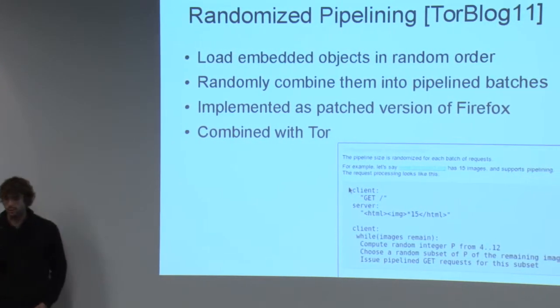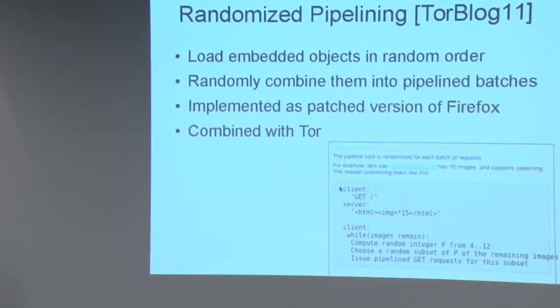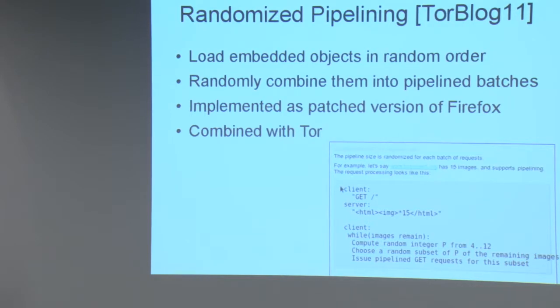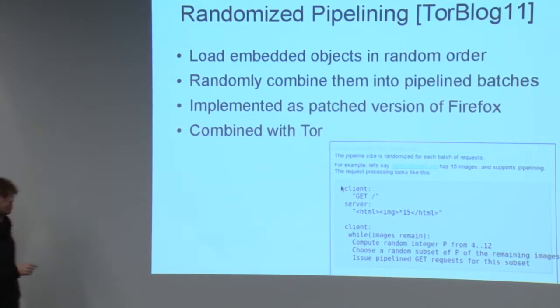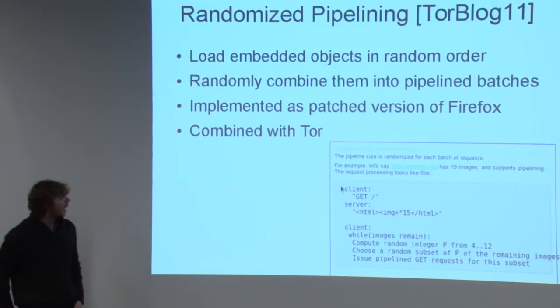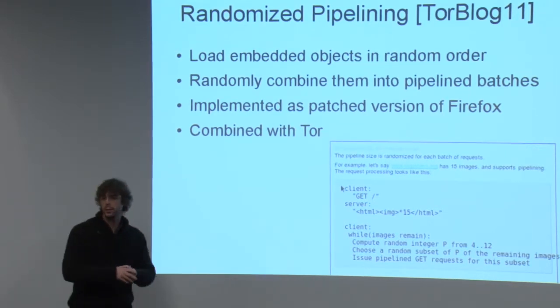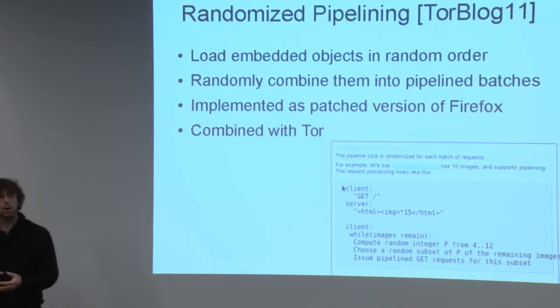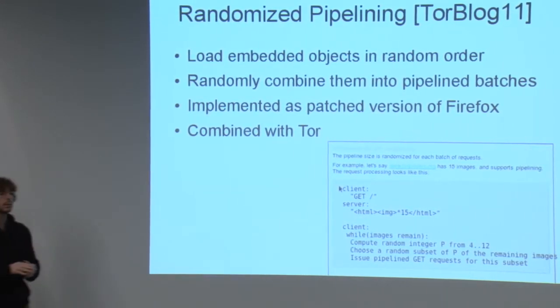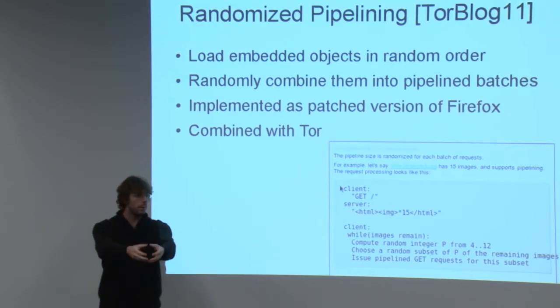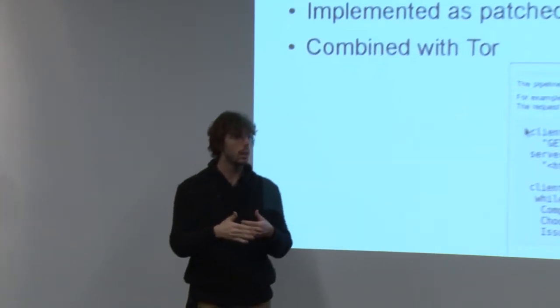Lastly, one more recently proposed defense is randomized pipelining. This was described on the Tor blog back in 2011 and is now, if I'm not mistaken, enabled by default on the Tor browser, so this is a deployed defense in the wild. The idea behind this defense is that before this came along, the way most browsers operated, more or less, is when you visit a web page, they fetch the HTML file for that page, and then they parse that file, then they begin stepping through all the embedded objects like images, JavaScript, Flash files, and they start requesting them one at a time in order as they are encountered in the file.